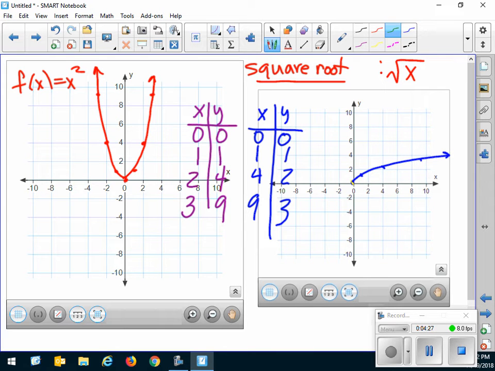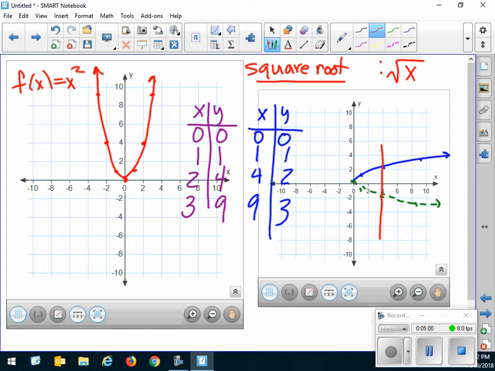Now, that's terrible. 1, 1, 4, -2, 9, -3. That's a little better. Now, if I pass a vertical line right here, that's right. That graph fails the vertical line test.